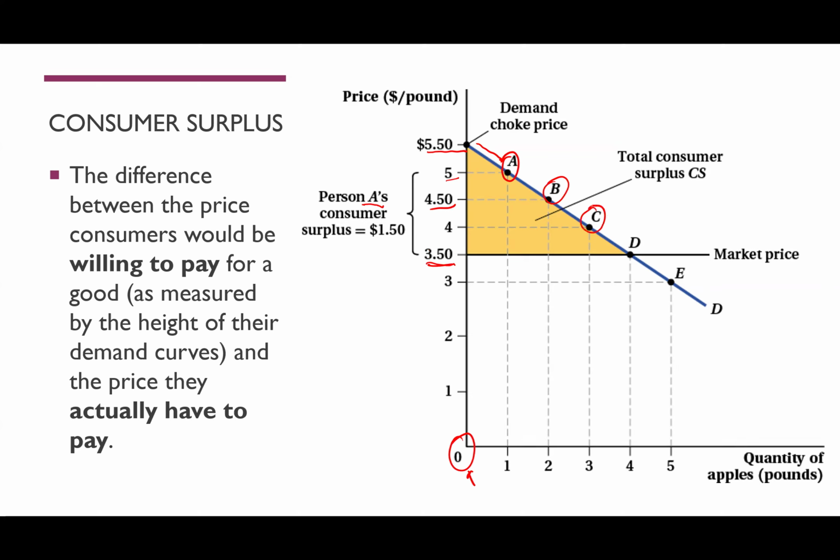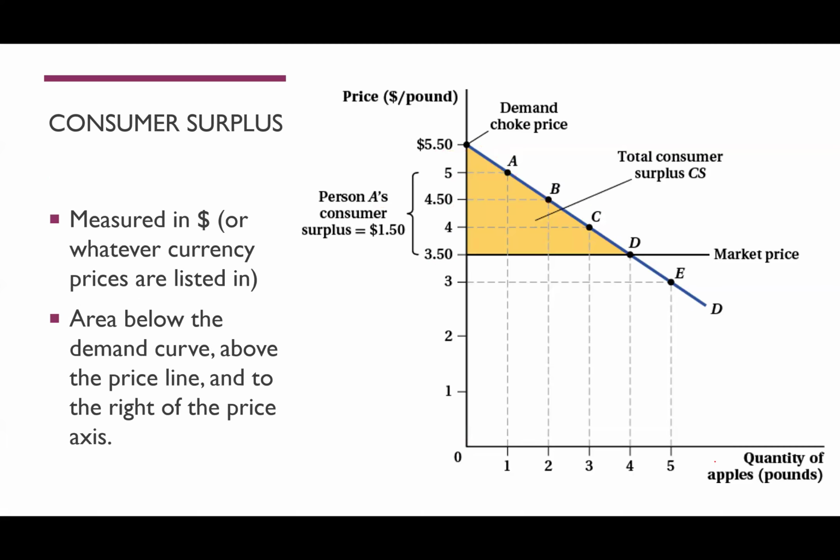Person C similarly values an apple at $4. They only pay $3.50, so they get 50 cents in surplus. And then person D values apples exactly at $3.50. They purchase at $3.50, they get no surplus, but they still have the apple that they value. So if we add up all of these benefits beyond receiving the apple, we would get the consumer surplus present in this market.